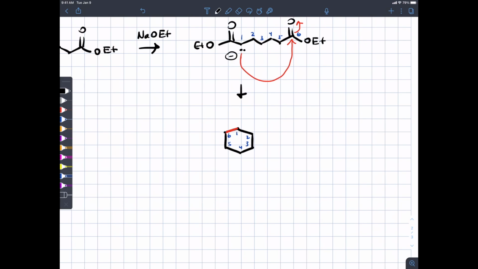Atom 6 should have a negatively charged oxygen and the ethoxy leaving group. Atom 1 should have the ester attached to it, and that's it. 1, 2, 3, 4, 5, 6, with the new bond between 1 and 6.